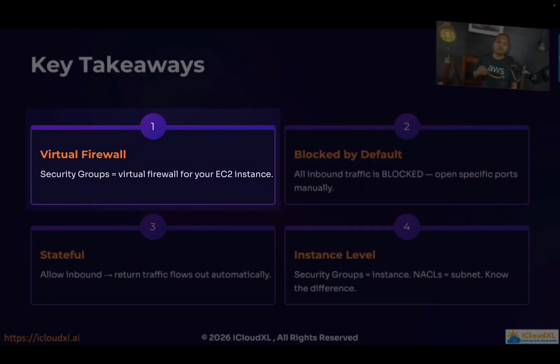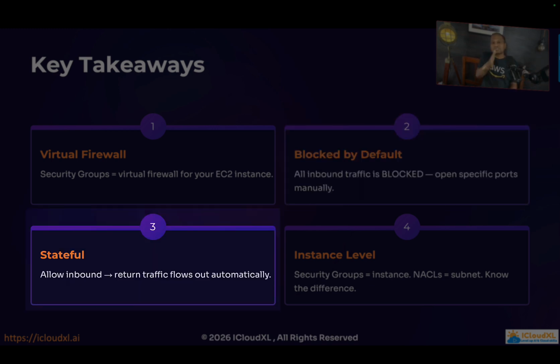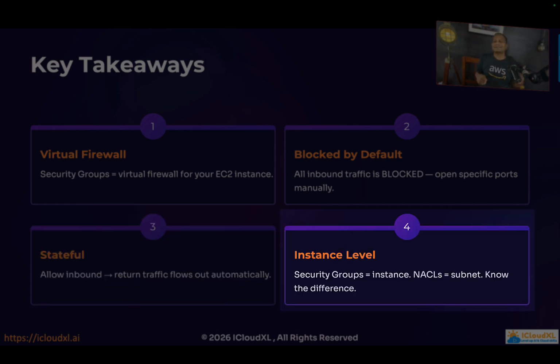Before you end this video, I just want you to remember these four things. Security group is your virtual firewall. Everything is blocked by default, you have to allow traffic and only then will it work. Security group is stateful, which means if you allow inbound traffic, outbound is automatically taken care of. And this is an instance-level firewall. The security group sits in front of the EC2 instance and precisely lets you control who can access and who cannot access.